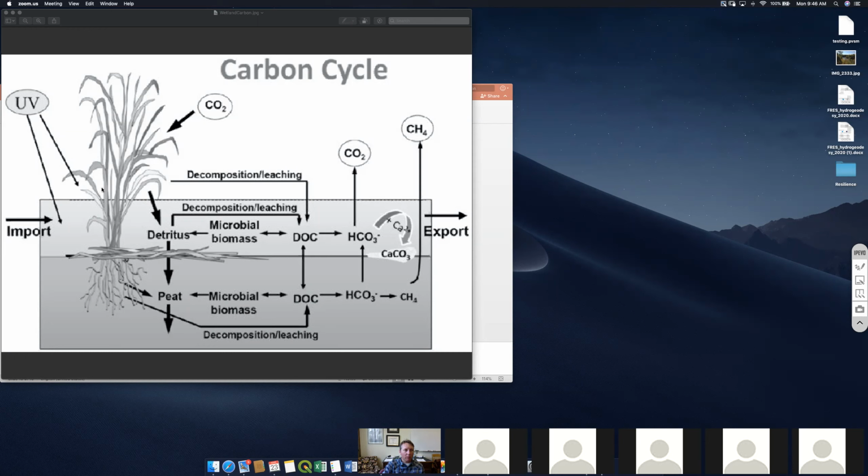So this is the wetland carbon cycle. It's very similar to the previous carbon cycles that we looked at. We have uptake of CO2 via photosynthesis, all right, and decomposition, and one key here is one of the final end products of decomposition is methane.